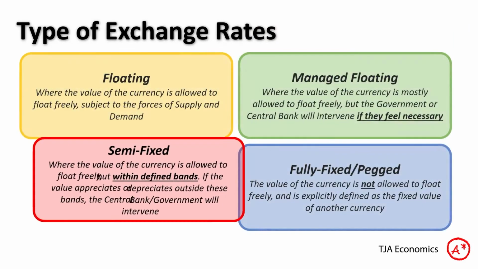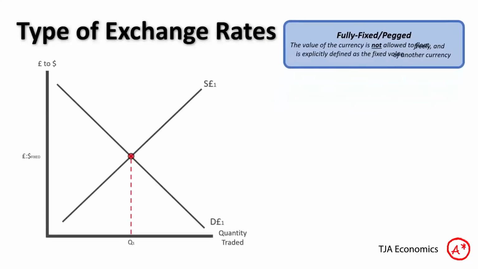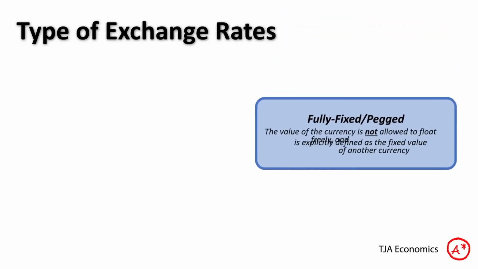And then our last one, fully fixed or pegged. We call it fully fixed or pegged because, as you can see on the diagram, it's just a straight line. It's a fixed value. The value of the currency cannot deviate from that value. If it does, then the central bank will intervene pretty much immediately to keep the currency at that value. If it goes too high, they'll increase supply. If it goes too low, they'll increase demand. They will step in to keep it at exactly that value. And I'll show you some examples in a second to show you how that looks. So let's look at some examples then.